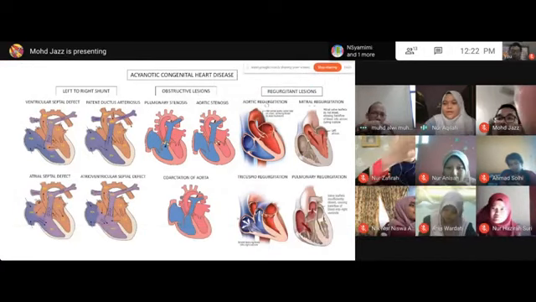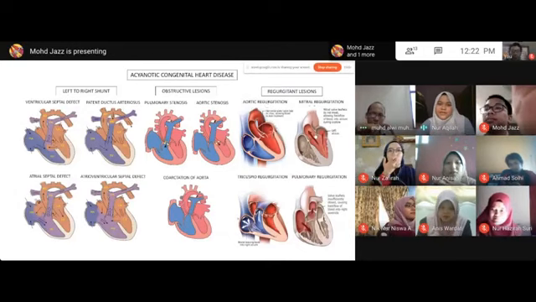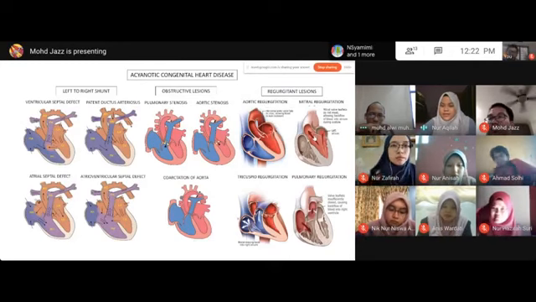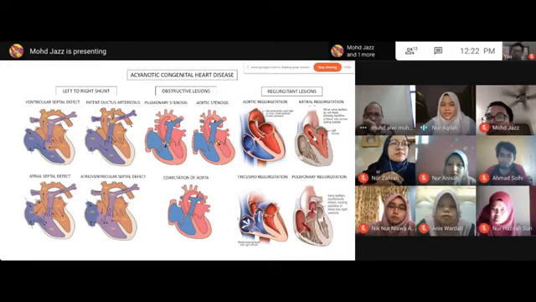Assalamualaikum warahmatullahi wabarakatuh and good morning everyone. I am Akila Yunus and today I'll be presenting on acyanotic congenital heart disease. Acyanotic congenital heart disease can be divided into three classifications. The first one is left to right shunt, second is obstructive lesion, and third is regurgitant lesion.